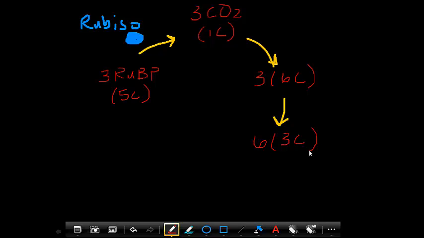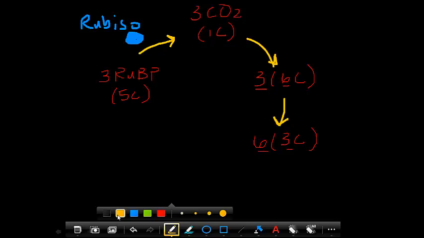All right, so if you take them, you multiply them, right? 3 times 6, 18 carbons. 6 times 3, 18 carbons. We're just rearranging the carbons into different molecules. Okay, and then remember we're going to add some phosphates, and we're going to add some hydrogens, and eventually get to G3P. We're going to do that all in one step for your purposes.